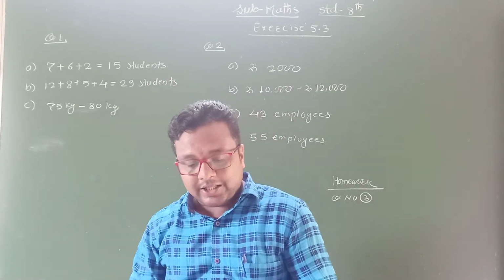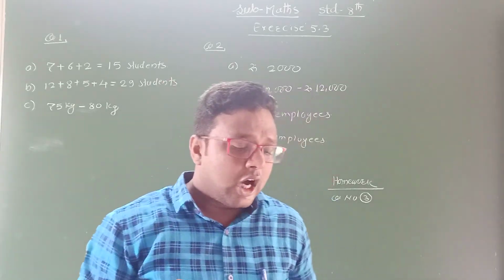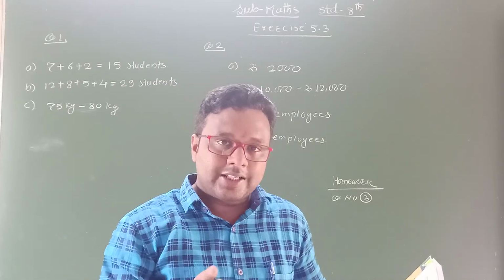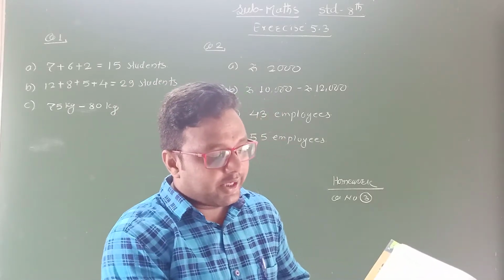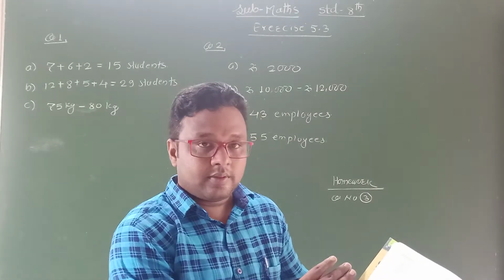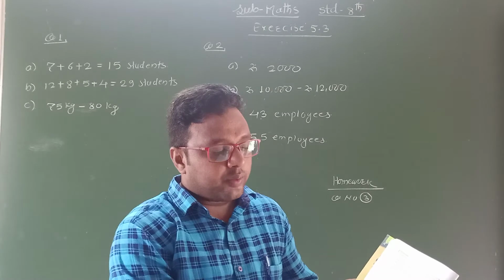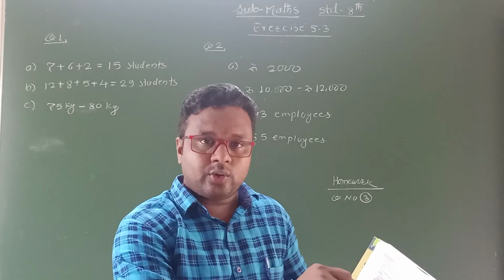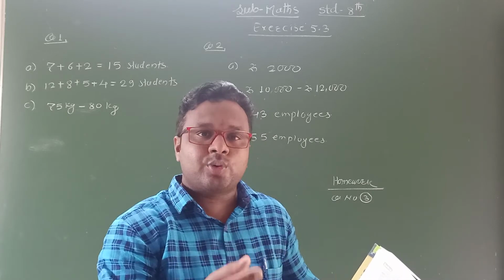Then see the next question. How many students have weight less than 60 kg? Less than 60 kg. Now see where the 60 is on the x-axis. Now before 60, how many columns are there? 1, 2, 3, 4. And according to their height, here we get the number of students.